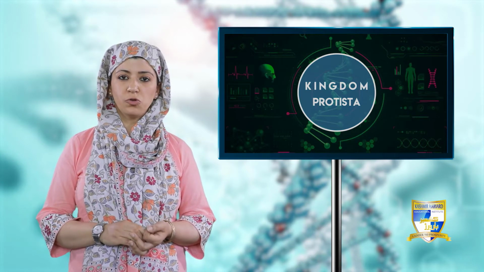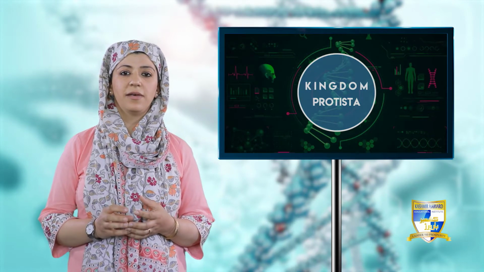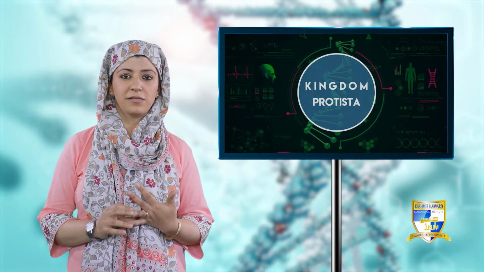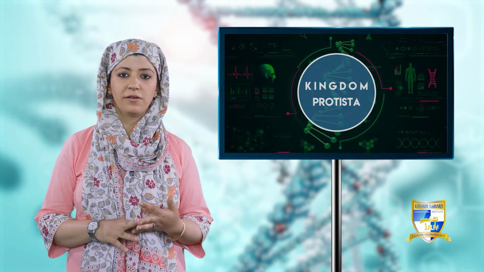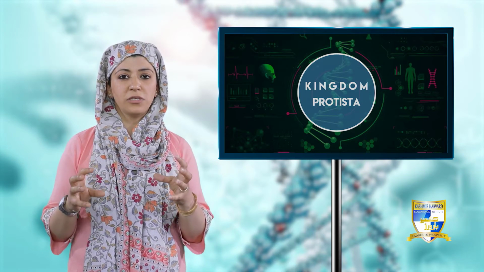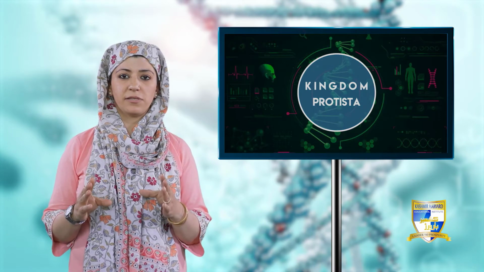As I told you, these protozoans are eukaryotic organisms. That means they have membrane bound organelles and a true nucleus. All the organisms which we kept in the Protista are eukaryotic organisms.